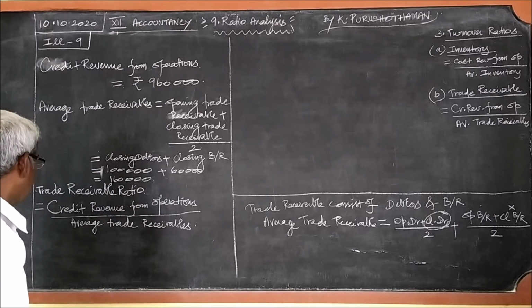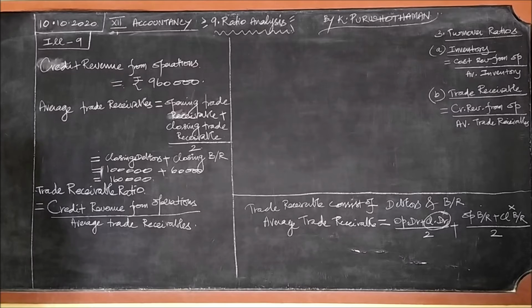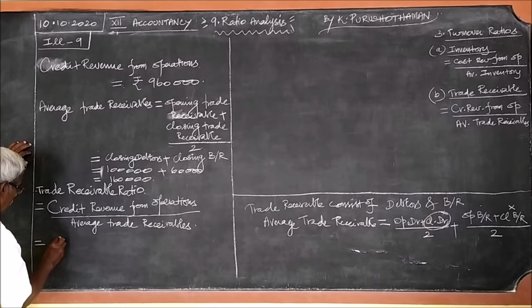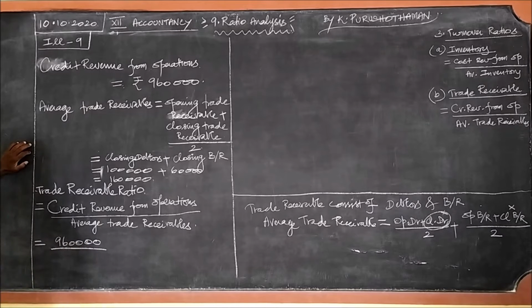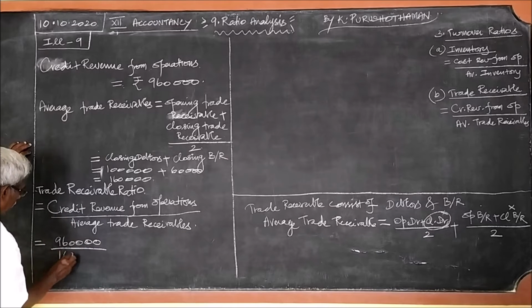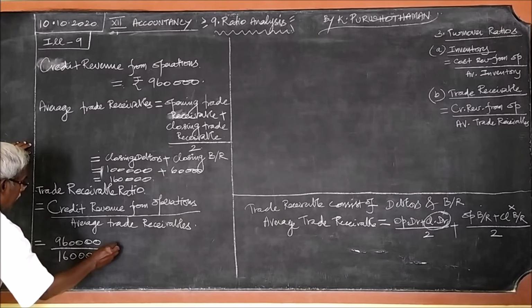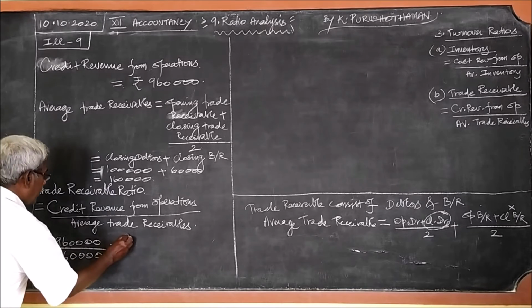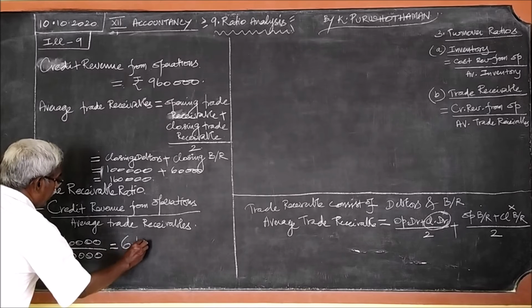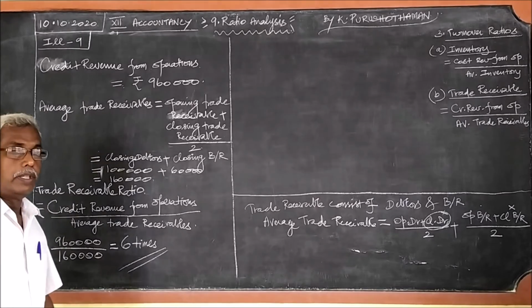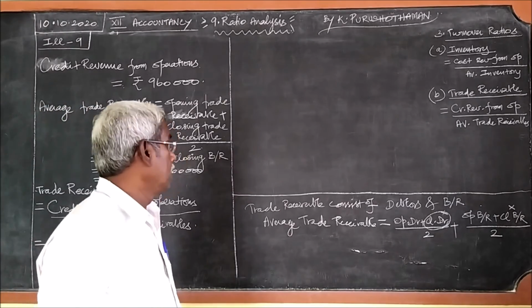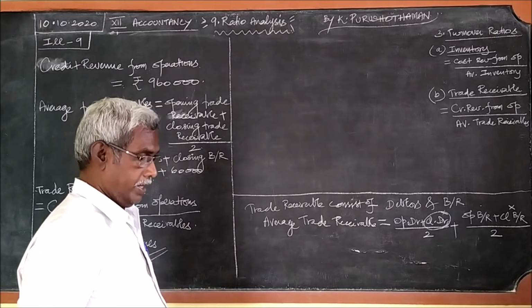Now we have found out the answer for both numerator and the denominator. This is equal to credit revenue, that is 9,60,000 divided by 1,60,000. This is equal to 6 times. So this is the formula for this. You should understand it.